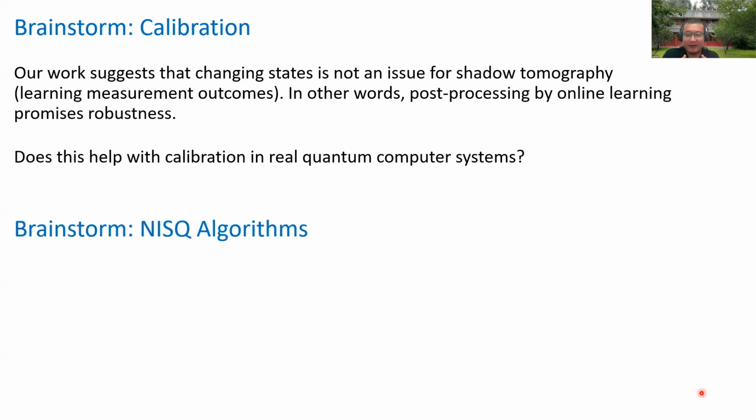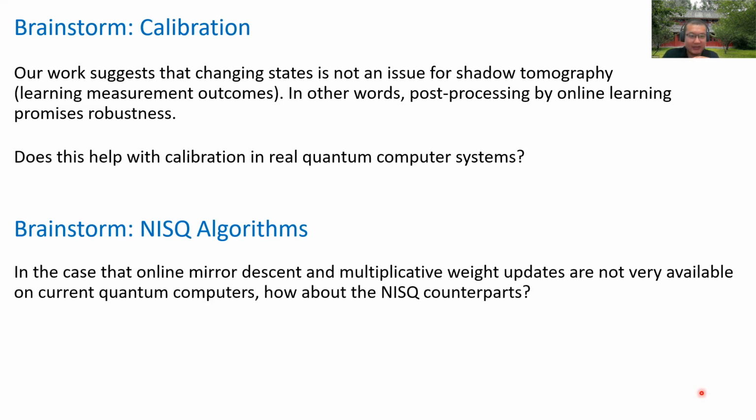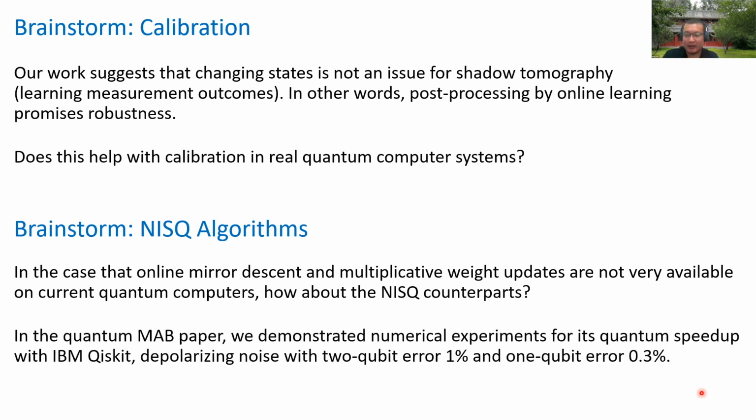And finally, also very briefly mentioning NISQ algorithms. Our algorithm is mostly designed for online mirror descent and multiplicative weights. These kinds of algorithms are probably not readily available on current quantum computers, but there are parameters and we can do gradient descent along this line. But how about the NISQ counterparts? We can also consider a parameterized version of this, and hopefully give some good demonstration.